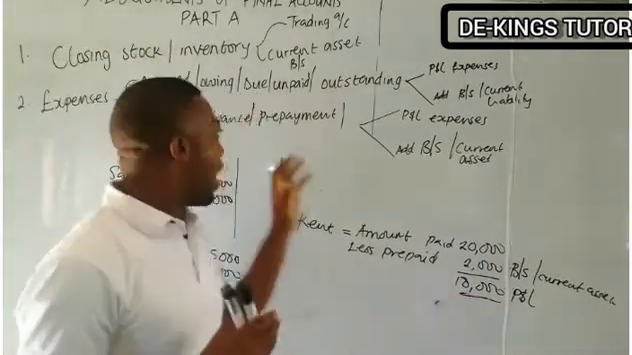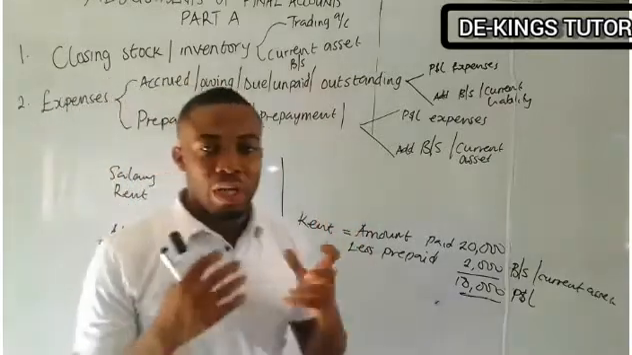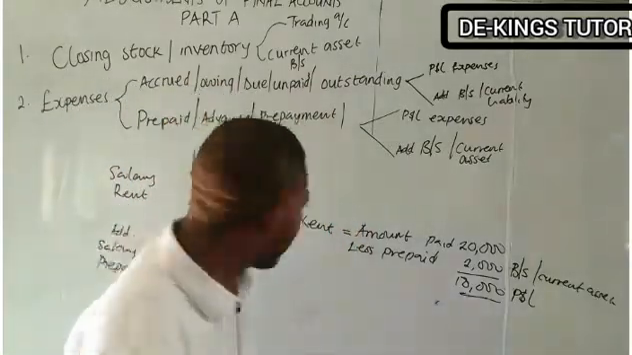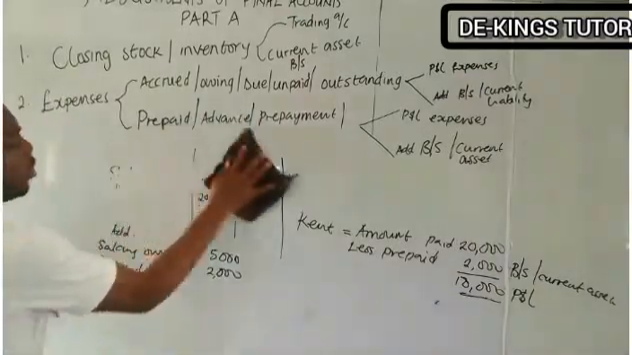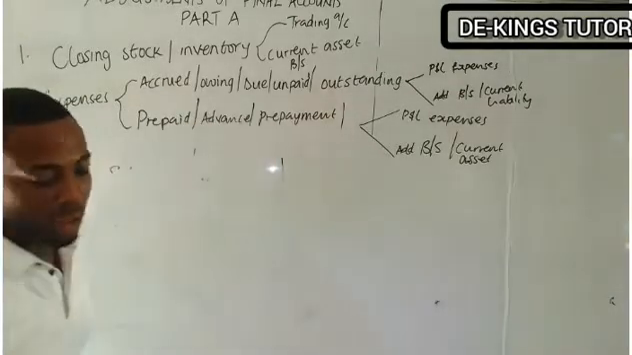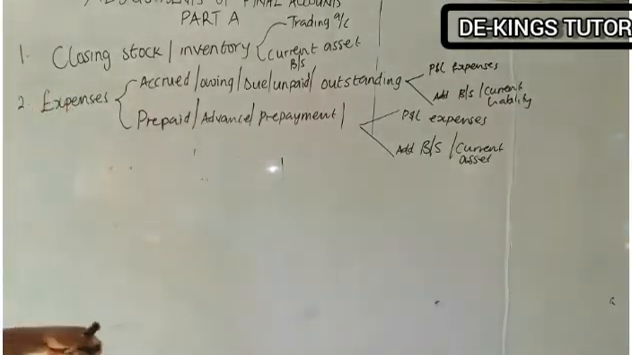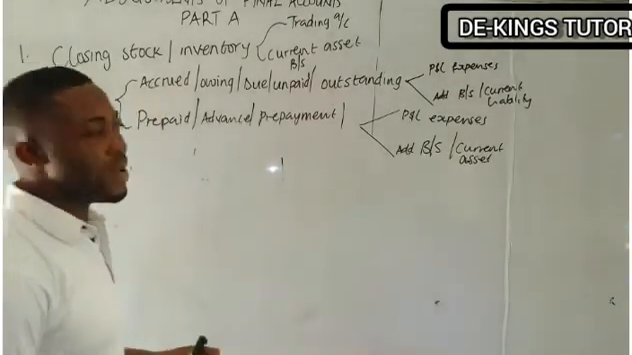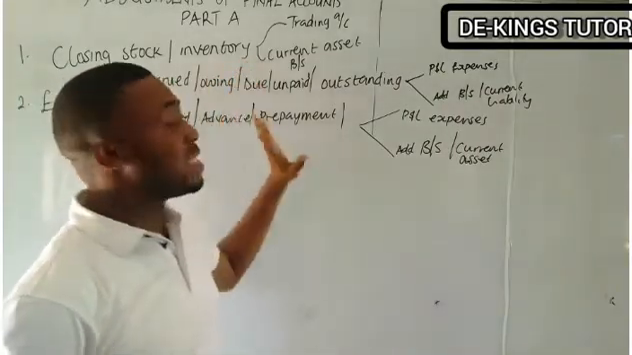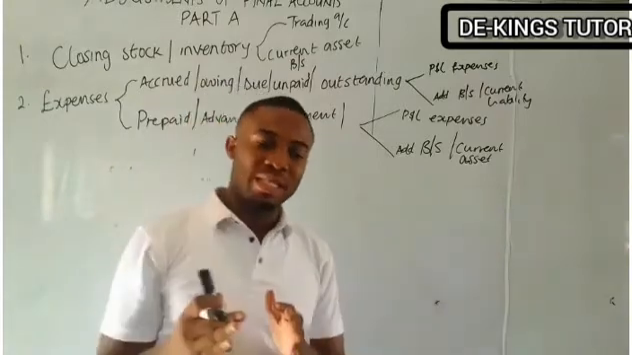Okay? Now let's see another aspect of this. Now we have seen for expenses, it may either be accrued or prepaid. All expenses that fall either accrued or prepaid, this is how you treat it. I said it, you split it, identify if it is expenses, if it's accrued or prepaid, you treat it the way we've done it. Okay?